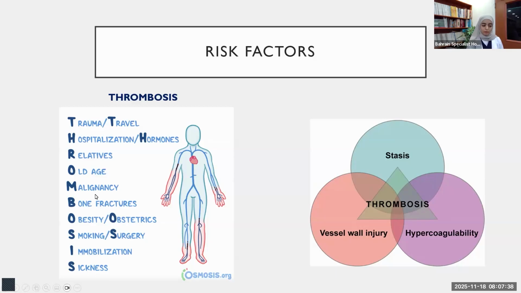O is for old age, M for malignancy, especially gastric cancers, pulmonary cancers, urological cancers. These cancers produce cytokines and proteins that promote thrombophilia. B is for bone fractures, O for obesity and obstetrics, especially when the person is pregnant, because pregnancy in itself is a hypercoagulable state. S is for smoking and surgery, especially if the patient has been put on bed rest for more than 3 days, immobilization, and sickness.